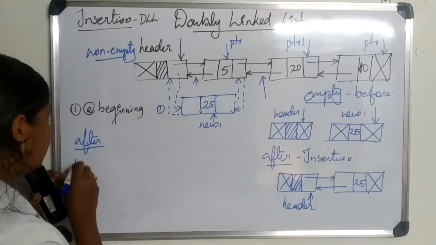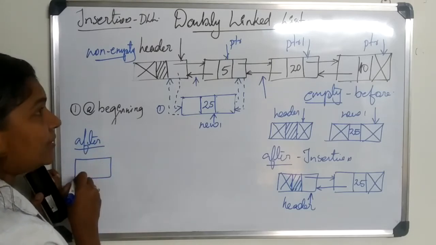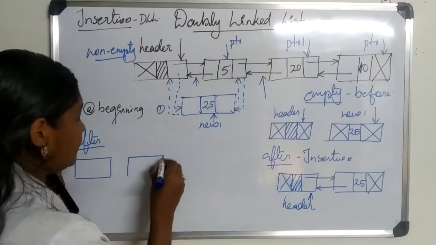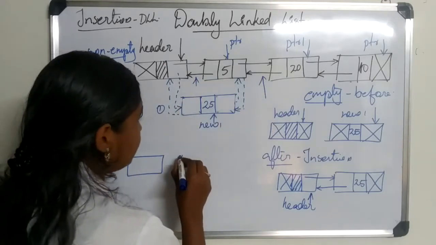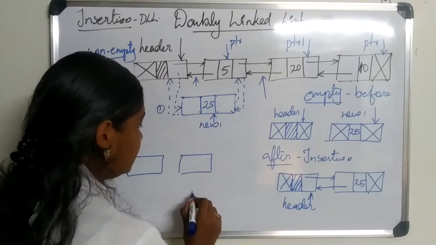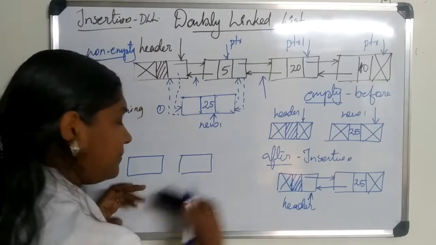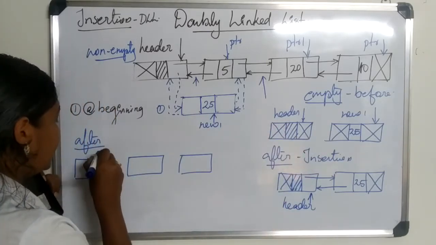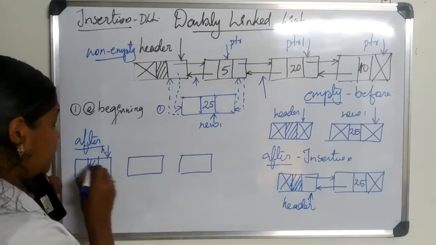after insertion. This is our header node. So okay, 4 nodes are there. So 25, 5. So okay, the remaining you complete. Okay. So this is our header node. I'm marking only H.